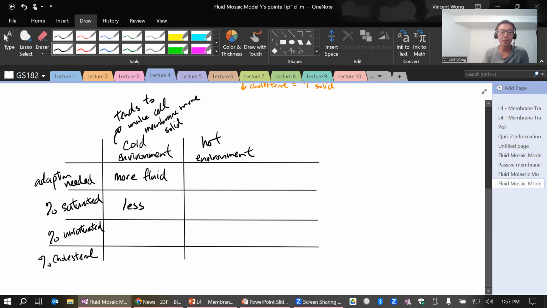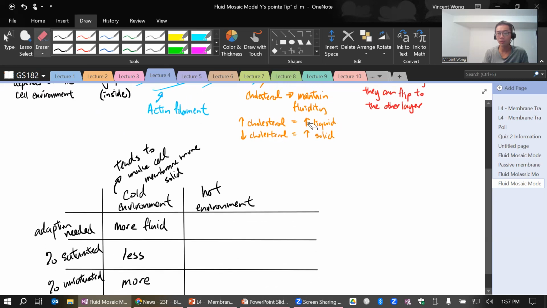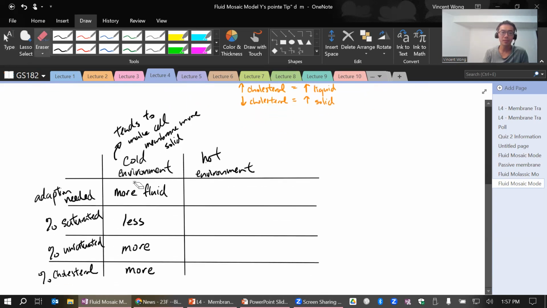Very good. What about unsaturated fat? More or less if we need it to be more fluid? More, right? We learned this in lecture 2. This one we learned today, cholesterol. If we want it to be more fluid, do we want more cholesterol or less cholesterol? More. Yeah, I hear more. That's right. I told you. More cholesterol, more fluid, right? That's what you would expect.